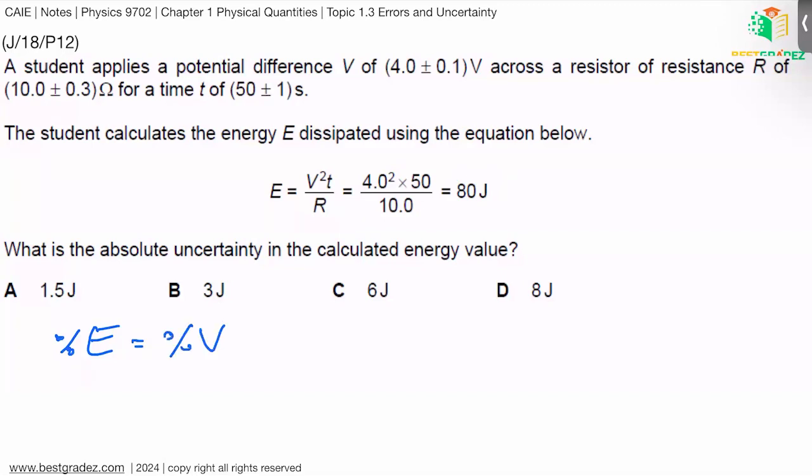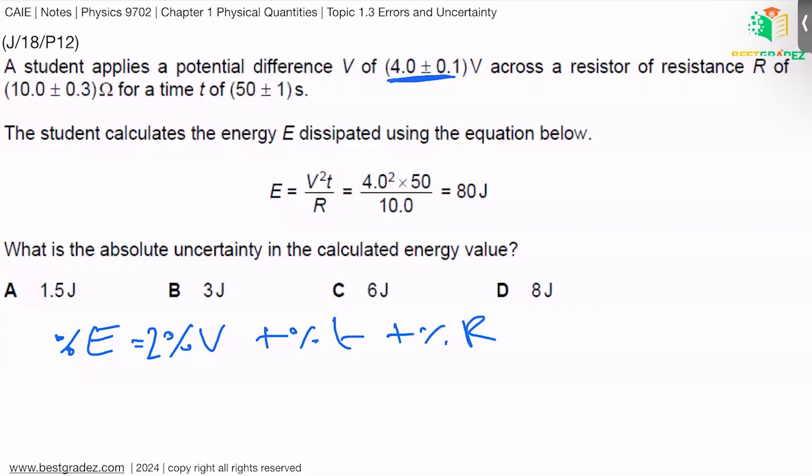Yes, percentage voltage, percentage time plus percentage resistance. Is this equation fine? Yeah, do I have to add anything? There is your potential difference that will be multiplied by 2. Yes, Malaika, you're right. We have to consider the square. So yeah, we'll multiply by 2. Yes, Sadia, you're right. Now, finding percentage is not an issue.